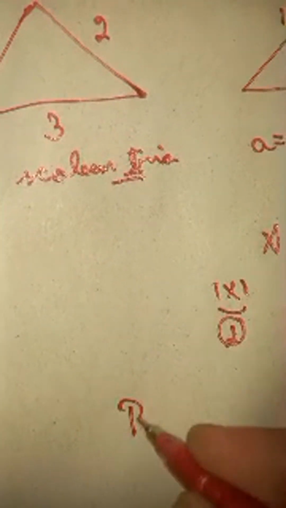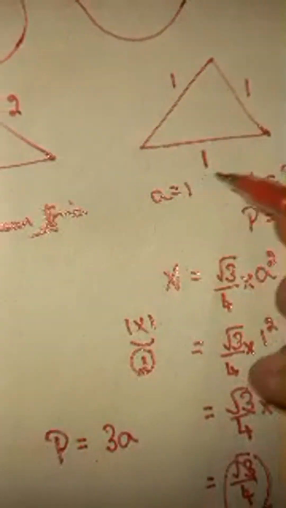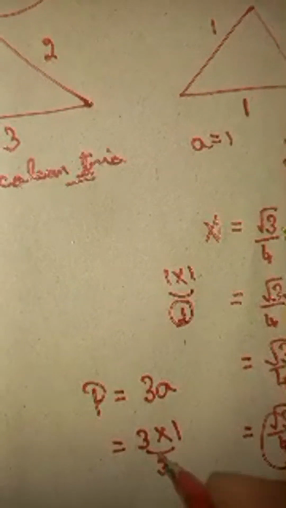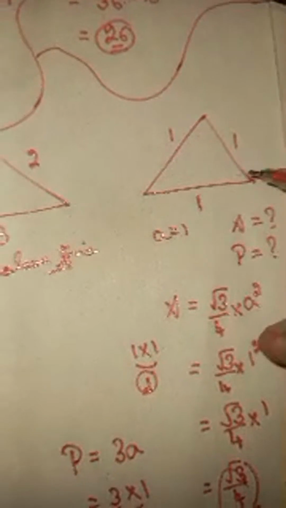Now let's find the perimeter. Perimeter of the triangle is 3 times the side length. Here the side length is 1, so it's 3 times 1, which is 3 units. So 3 units is the perimeter of this triangle.